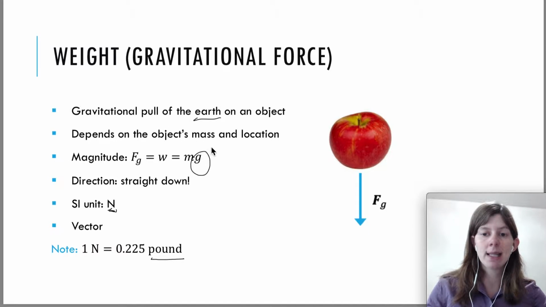And just one last thing I want to touch on here, where this weight is equal to mg. This should make sense to you, because we learned that force equals ma. If this object is in free fall, well, we already know that the acceleration of this object is g. So the weight of the object is its mass times its acceleration, which would be m times g.